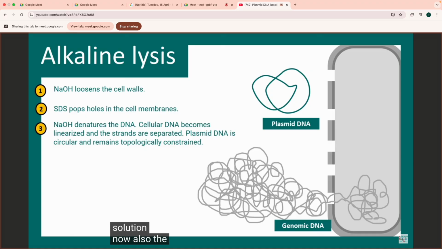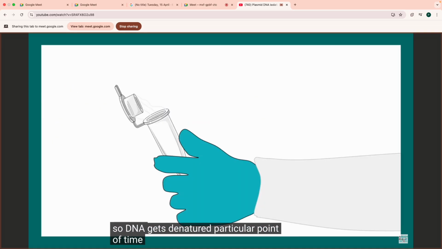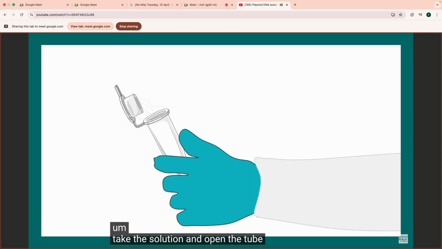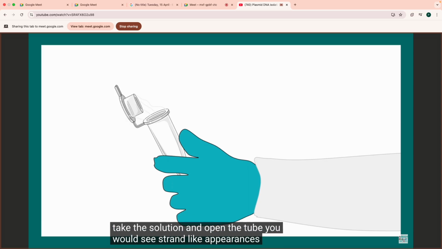Now, also the DNA gets denatured because all the interactions between the DNAs, the base pairs, the hydrogen bonds, are now disrupted because there is an alteration in pH in the solution, right? And this is not favorable for hydrogen bond formation because it is highly alkaline. So DNA gets denatured. At a particular point of time, if you take the solution and open the tube, you would see strand-like appearances coming out of the tube.